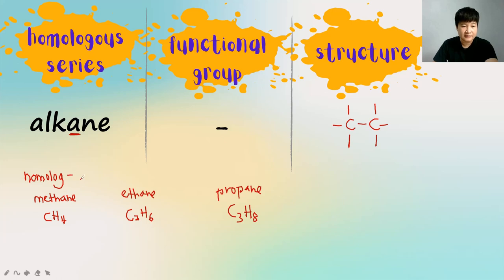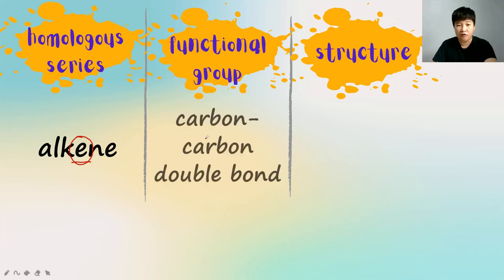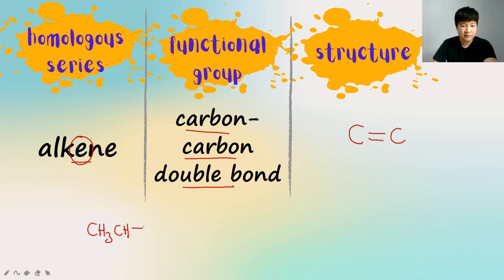In these homologs, you can see that they differ by one carbon unit. The molar mass is increasing, that's why the physical property is also changing. Next, we have alkene. With the E over here, you know that there is a presence of carbon-carbon double bond. So the functional group over here is carbon-carbon double bond. The structure of carbon-carbon double bond is something like this. An example for the homologous series alkene could be CH3-CH=CH-CH3. Other than a straight chain, you can have it in the form of a ring, such as cyclopentene.